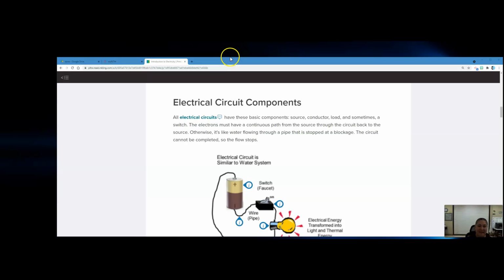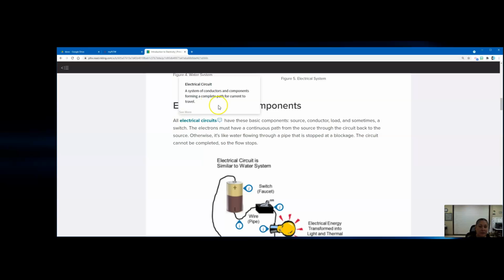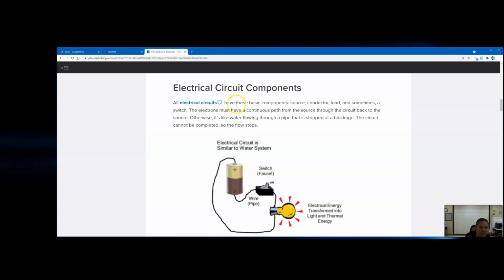All right, let's look at circuit components. We're almost done. So in all electrical circuits, we want to look at circuits. It's our system, how conductors and components form a complete path for the current to travel. We always want a closed system, otherwise it doesn't work. So the circuits have basic components: a source, a conductor, a load, and sometimes a switch, because you could just plug it in without a switch and it could work. The electrons must have a continuous path from the source through the circuit and back to the source. In this case, our source is a battery.